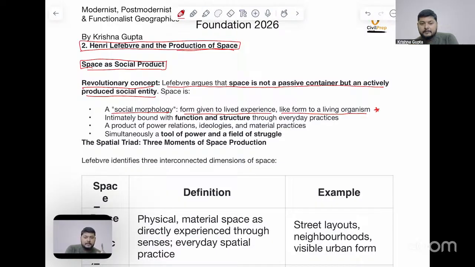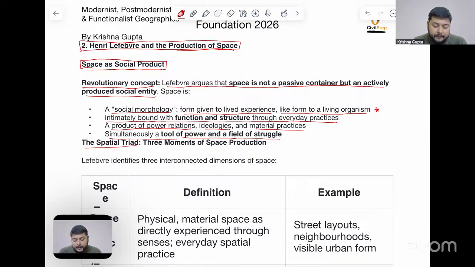Lucien Febvre is different, who belongs to the French school. This is Henri Lefebvre, who belongs to the postmodernist school here. Space is intimately bound with function and structure through everyday practices, a product of power relations, ideologies, and material practices, simultaneously a tool of power and a field of struggle, which is seen here.